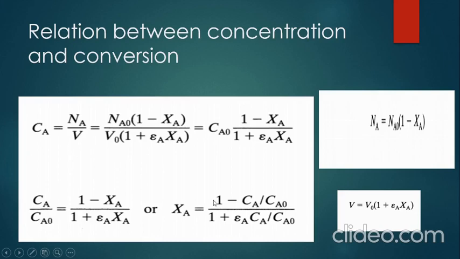By rearranging the above equation, we get CA over CA naught equal to 1 minus XA over 1 plus epsilon A XA, or in terms of conversion, XA will be equal to 1 minus CA over CA naught, over 1 plus epsilon A CA over CA naught.